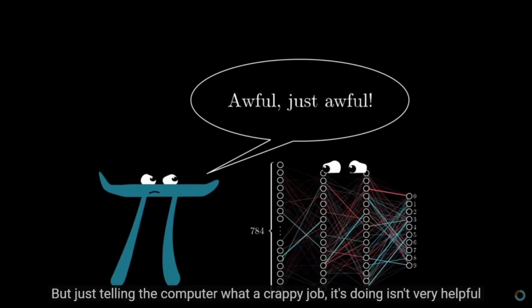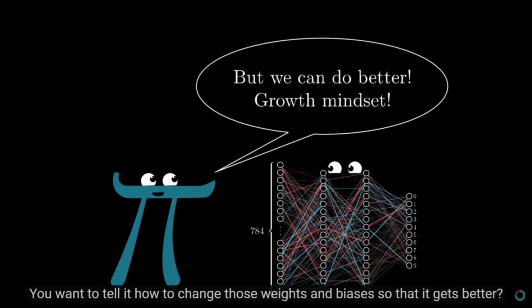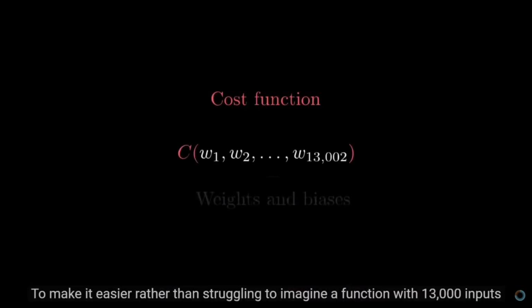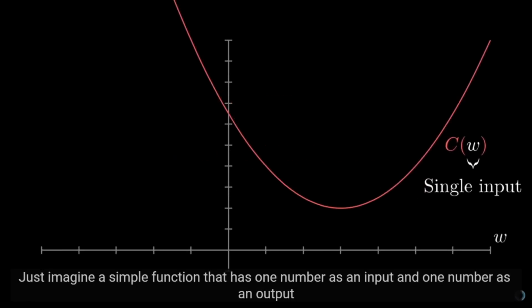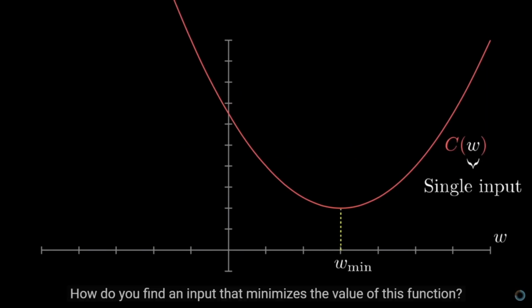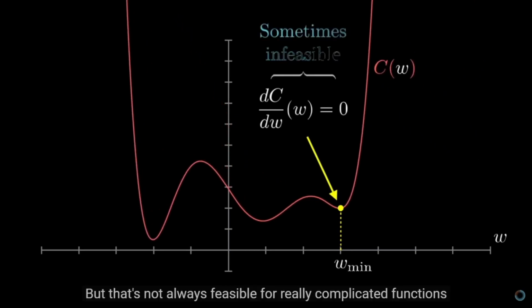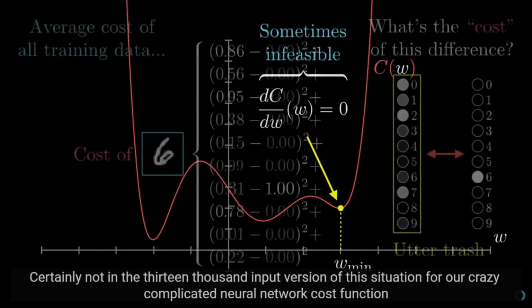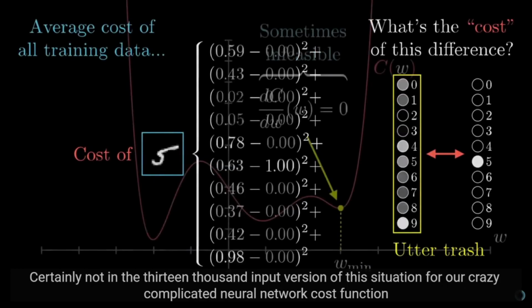But just telling the computer what a crappy job it's doing isn't very helpful. You want to tell it how to change those weights and biases so that it gets better. To make it easier, rather than struggling to imagine a function with 13,000 inputs, just imagine a simple function that has one number as an input and one number as an output. How do you find an input that minimizes the value of this function? Calculus students will know that you can sometimes figure out that minimum explicitly, but that's not always feasible for really complicated functions. Certainly not in the 13,000 input version of this situation for our crazy complicated neural network cost function.